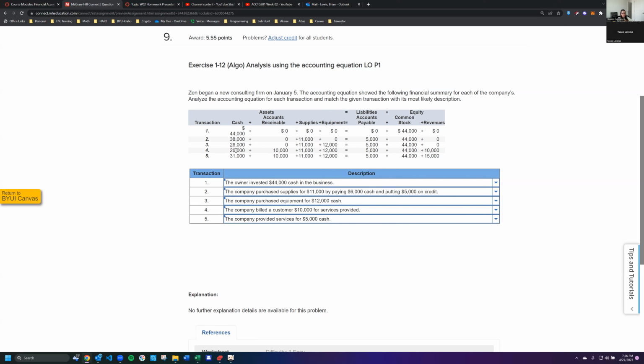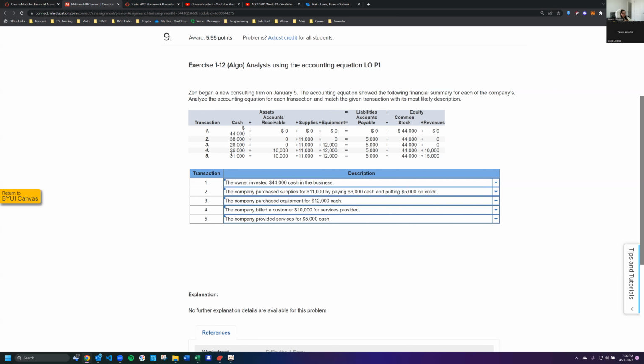Okay. No change in cash. Increase in receivables. No change in supplies. Usually an increase in receivables means you sold something, which it shows up here on the revenue. So you sold something for $10,000, and that'll be services.